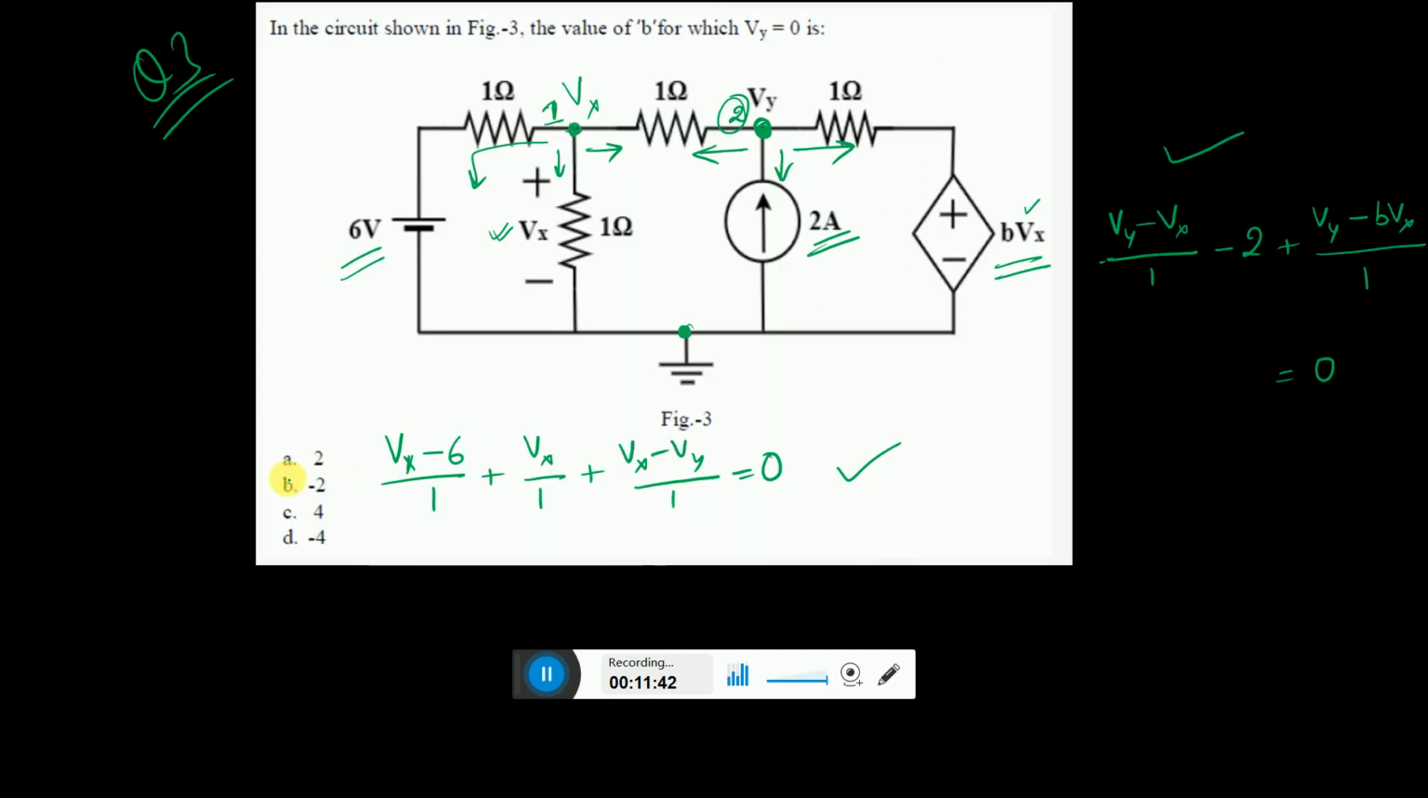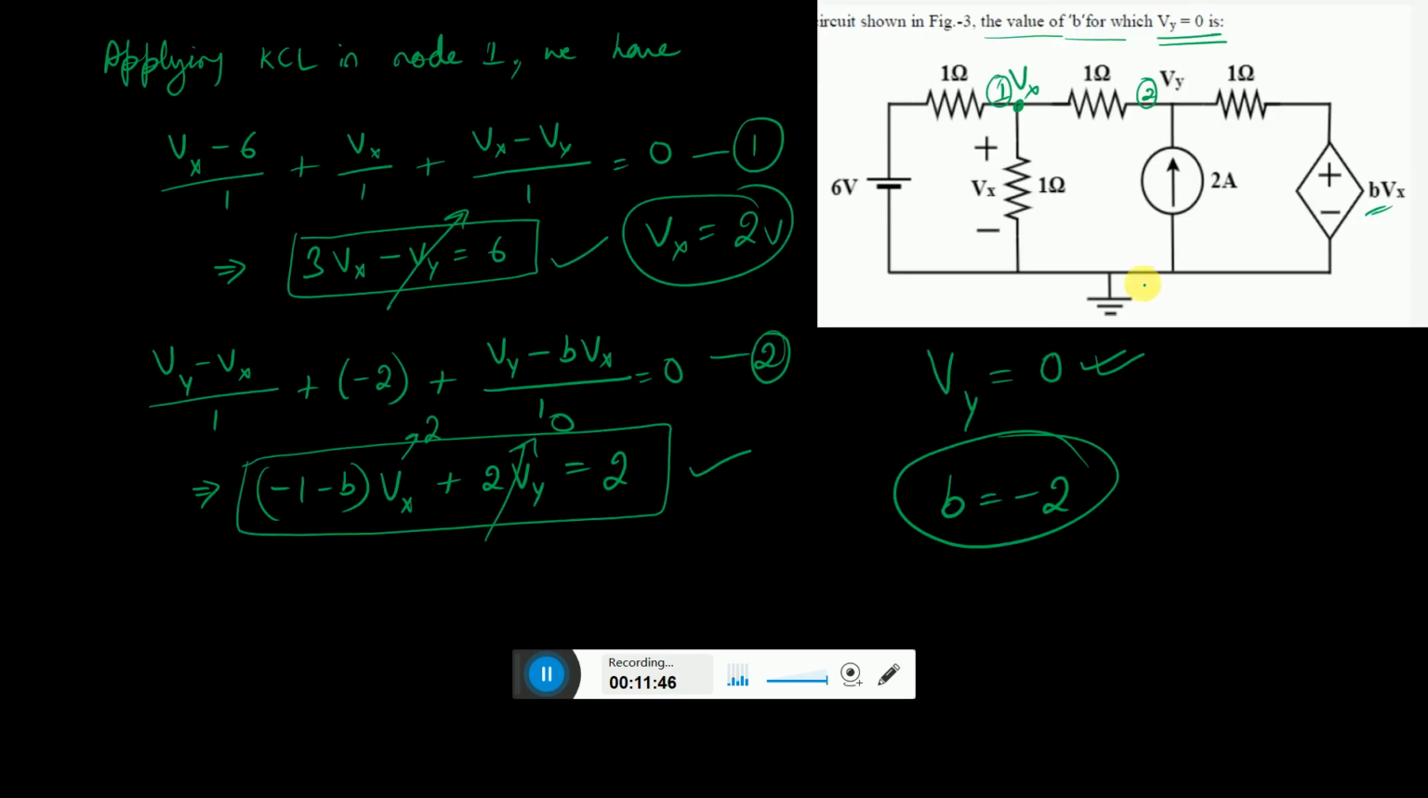That is in the answer. Yes, it is an answer. The answer is B. That is how you can solve it. This can be solved in many ways, and this is one of the ways of solving. You can try other ways, you can apply mesh and the like. But the thing is that Vy is mentioned as 0, so that makes the question very easy.